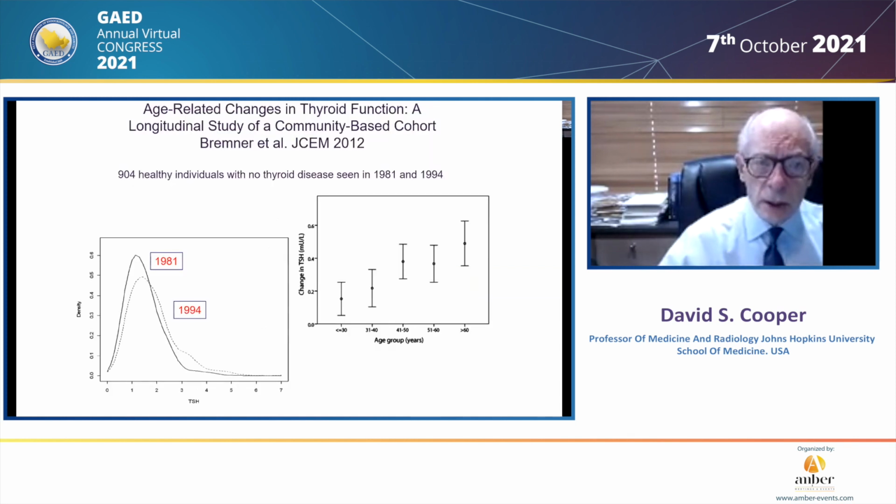This is just another study from another group in Australia looking at the mean serum TSH in about 900 healthy people in 1981. And you can see in the same people, when they were retested in 1994, the TSH levels had shifted slightly over to the right. That is, gone up a little bit. And here is the change in TSH based on the age of the person. And you can see that people who were over age 60 had the greatest increase in serum TSH over that period of time.